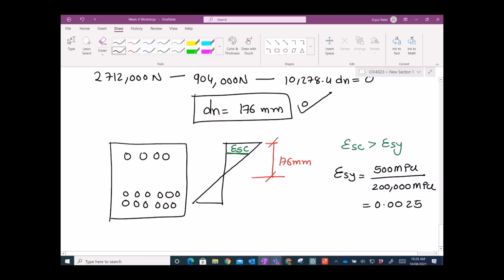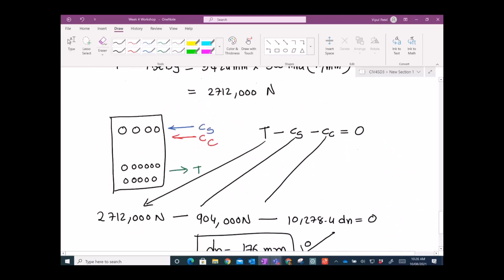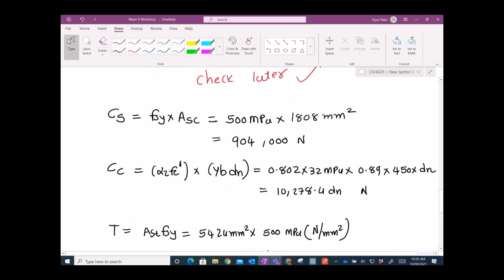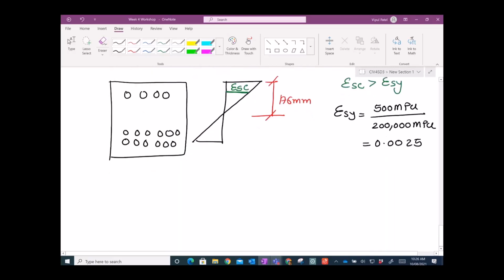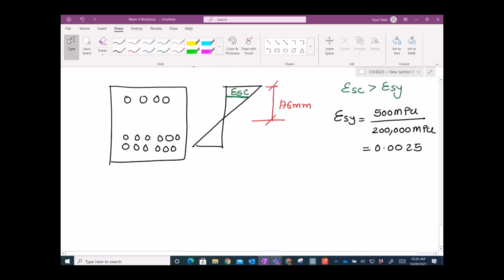So if the top rebar strain is greater than 0.0025, that is fine. There is no issue for us to go and change any parameters, because if it's not yielded, then we can't use this 500. If it's not yielded, we need to use a lower stress for this top rebar. So then we need to do the iterative process. So let's check that.